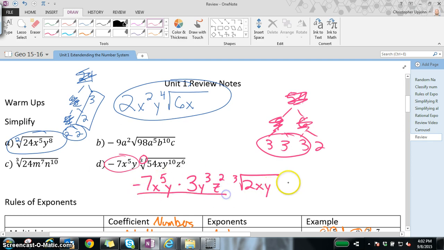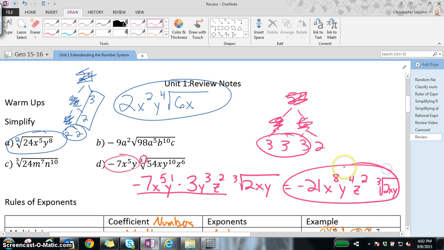Now I just put this together. So negative 7, negative 3, negative 21. X to the 5th, x to the 3rd, remember we add our exponents. Y to the 1st, and y to the 3rd is y to the 4th. Z squared, because there's no other z out there. And then our leftovers, things that didn't have parts. So it took a couple steps, but it wasn't all that difficult.